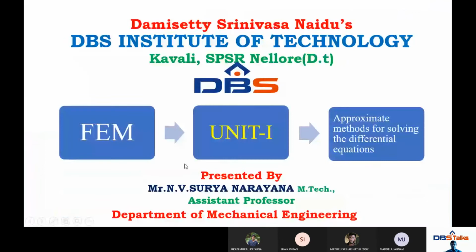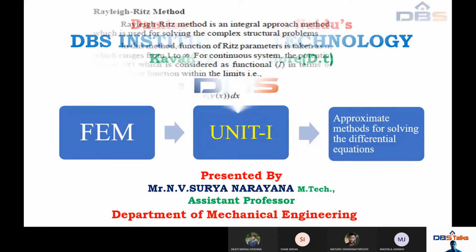Today, I am going to explain Unit 1 in finite element method, which is for third year mechanical students. In this Unit 1, I am discussing the approximate methods for solving differential equations. Those are nothing but the Rayleigh-Ritz method, weighted residual method, and total potential energy method. The weighted residual method is classified into 4 types. We will discuss them in detail in the next slides.